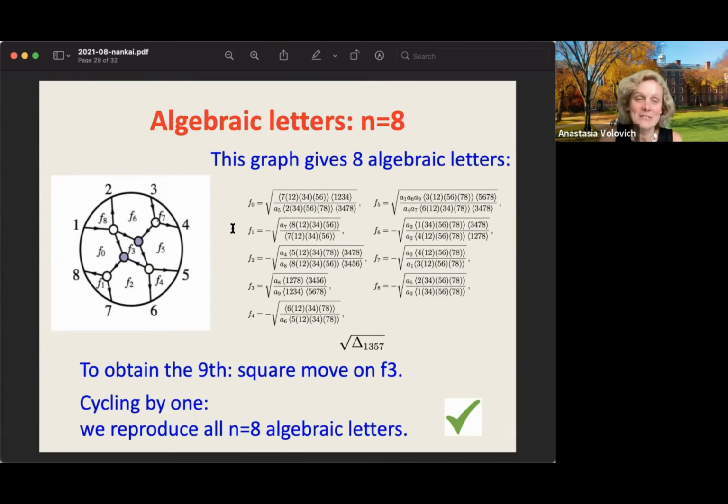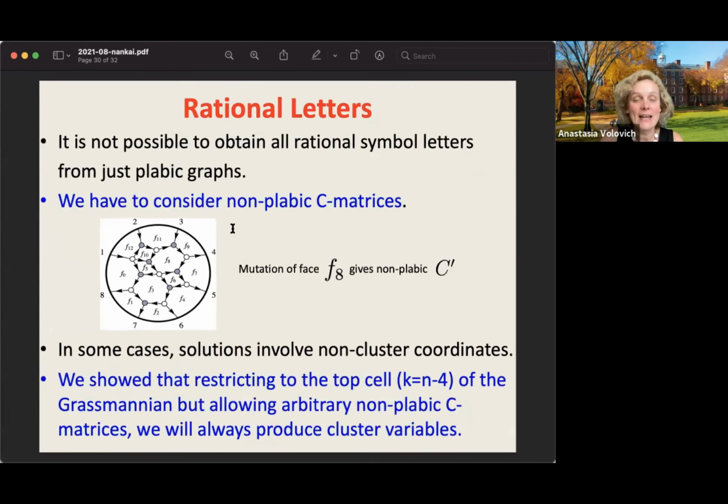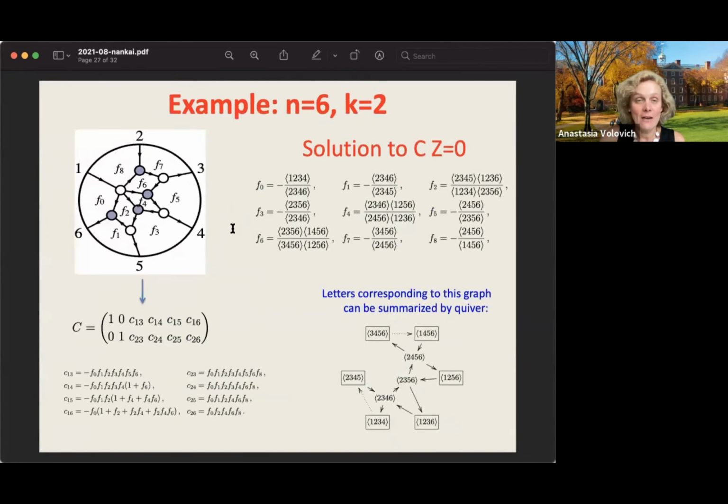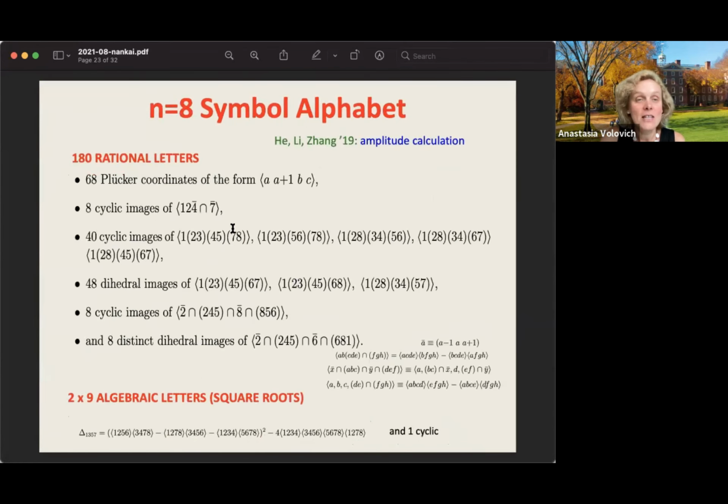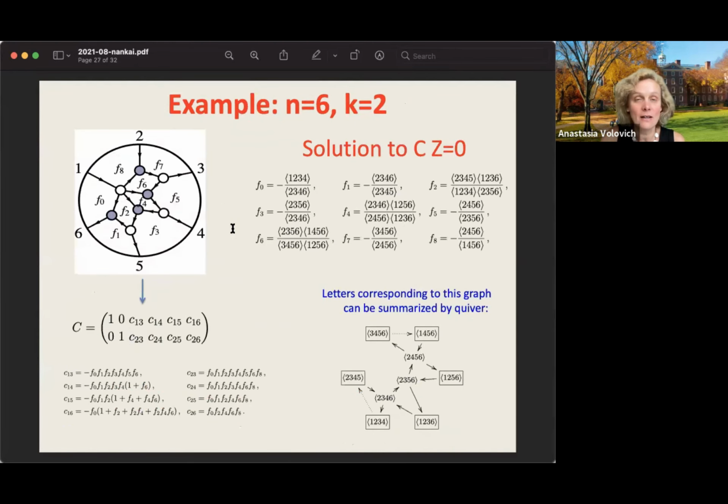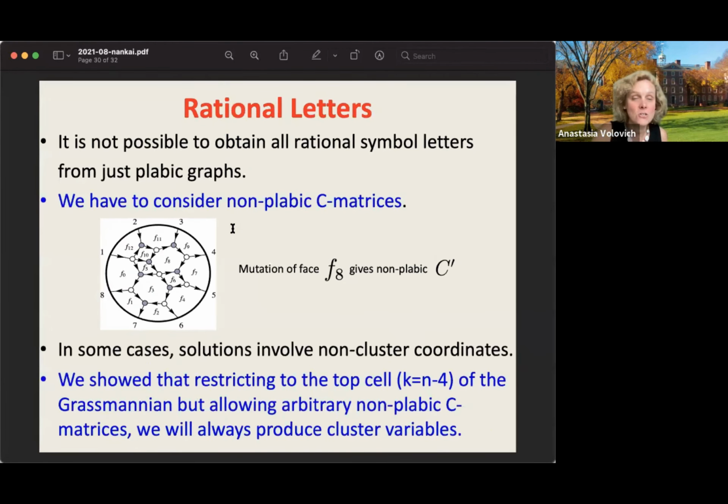This was great. We got the algebraic letters, but then we said, okay, very nice, but we have all these lists from Song. Can we get all the rational letters? It was subtle. We had to consider non-Plabic C's to be able to get all of the rational letters. Moreover, we showed that restricting to k equals n minus 4, but allowing arbitrary non-Plabic C's, would always produce cluster variables. So there was some work needed.